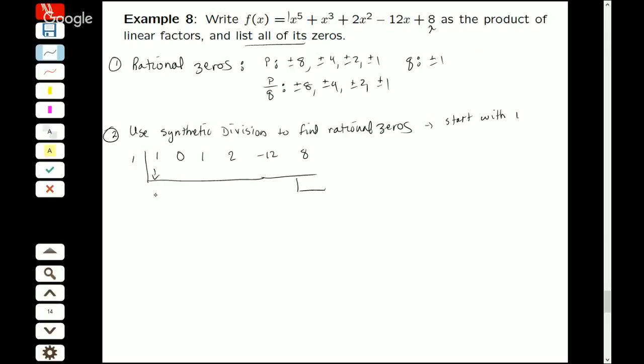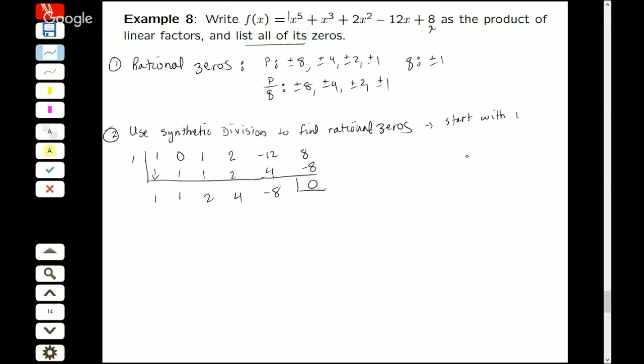Bring this 1 down. 1 times 1 is 1. 1 plus 0 is 1. You get a 1, that gives you a 2. That gives you a 4. What is minus 12 plus 4? What is negative 8 plus 8? 0. Did it work? Remainder 0.